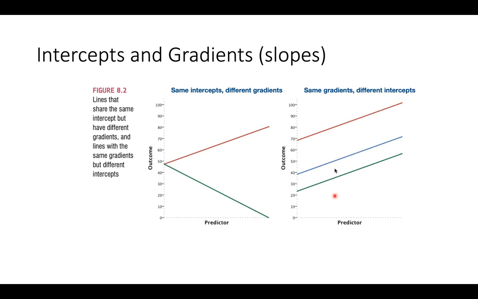Over here on the right, we can see 3 regression lines that have different intercepts, but the same slope, the same gradient. So just sort of hammering home our distinction there between slopes or gradients and intercepts.